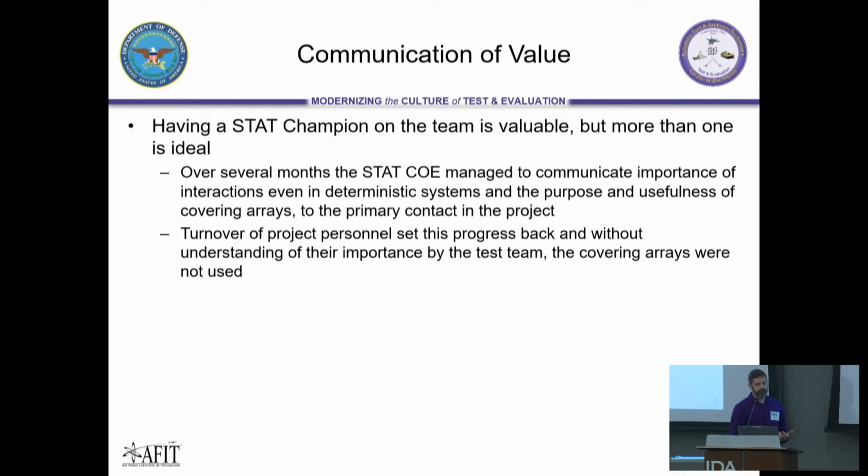And unfortunately, turnover happens, and hiccups happen. And I'm sure that person is doing great things for the program they're now on, helping to include stat for more rigorous testing. But we did sorely miss them for a time after they were gone.